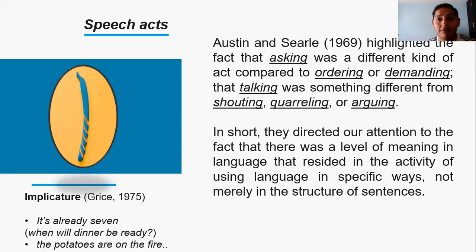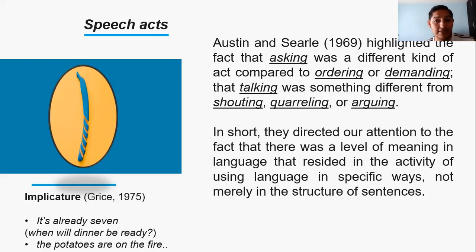They shed light on the fact that there was a level of meaning in language that was lying in the activity of using language in specific ways, not merely in the structure of sentences. So it moved from language to communication. And Grice in 1975 coined another term, implicature, to describe the process where interlocutors can rationally infer specific meanings from an utterance rather than a sentence. Pragmatics goes over utterances.